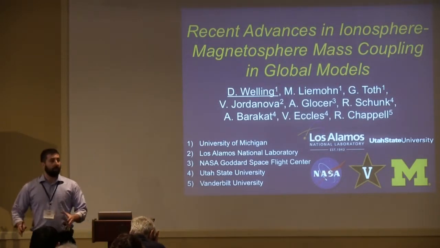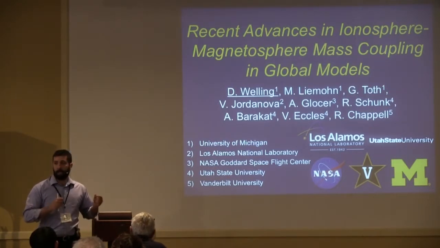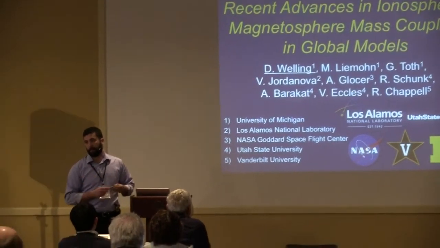The first is introducing an alternative code to prescribe outflow in BATS-RS, and that is the Utah State Generalized Polar Wind Model. And the second advancement is expanding our two-fluid version of BATS-RS to 3 fluids so that we can unambiguously investigate the effects of ionospheric oxygen and hydrogen on the magnetosphere in contrast to solar wind hydrogen.